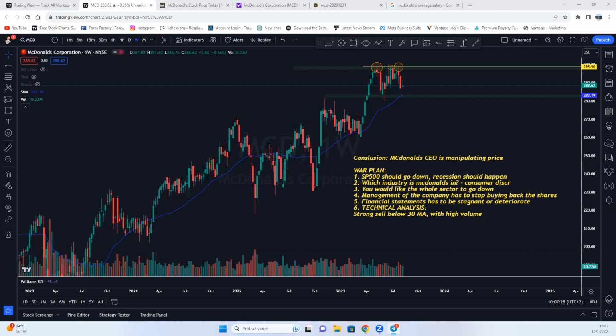Okay, my other question was about when we will know, the question was how we will know when the management stopped buying back their shares. And also this number 2, the second thing, which industry is McDonald's in, consumer discretionary, if you can just tell more about it.